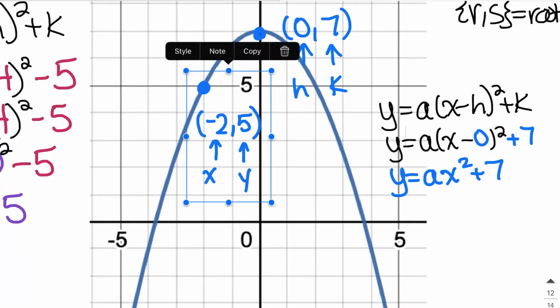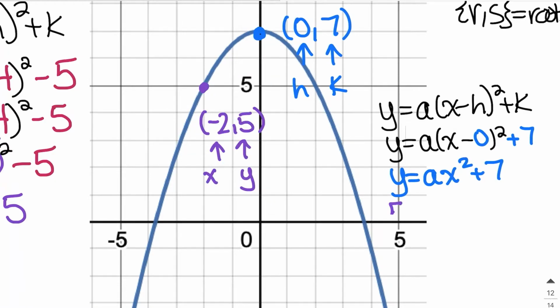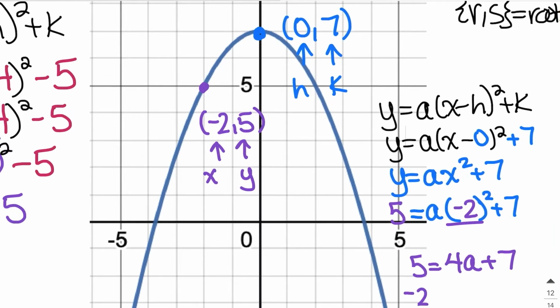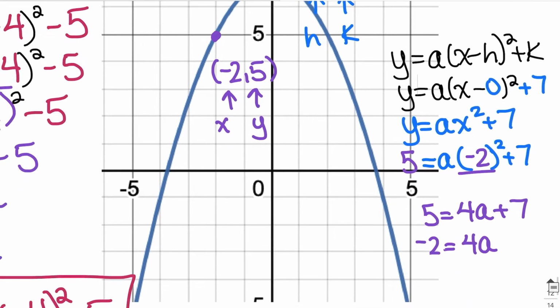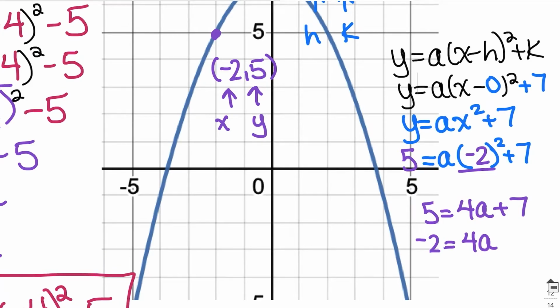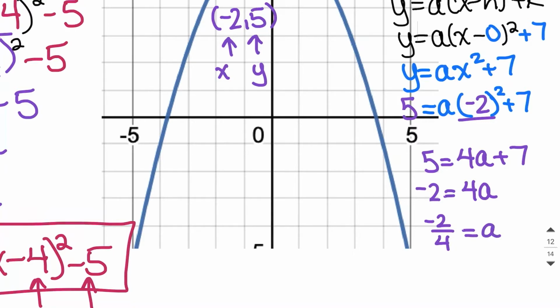I am going to replace the y with a 5, replace the x with a negative 2, and then I'm going to solve for a. So here I end up getting negative 2 squared gives me positive 4. So I get 4a plus 7. Bring the 7 over by subtracting it. Oh, this looks promising. I get a negative value here. Divide both sides by 4. So I get negative 2/4 is a, but I can reduce that to negative 1/2. If you want to say negative 0.5, totally fine with it.